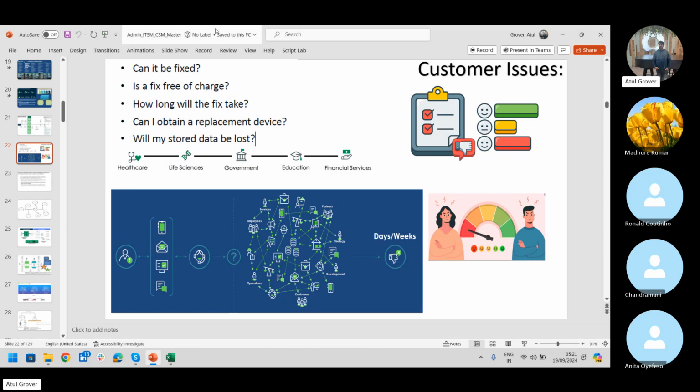Being a customer, you have an issue. Can this be fixed? Do you have to pay charges or not? Very valid question. You buy an iPhone only 10 days, 20 days back. It's not working properly. Do you need to put some amount on this? How long will it take? Any replacement? Will I lose my data? These are the common problem statements, right? If you are having an issue, these are the very common statements.